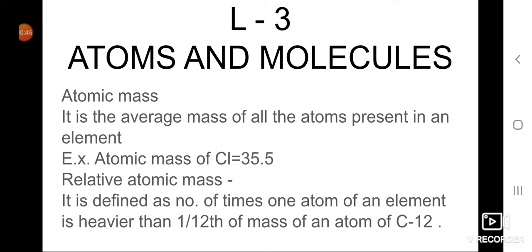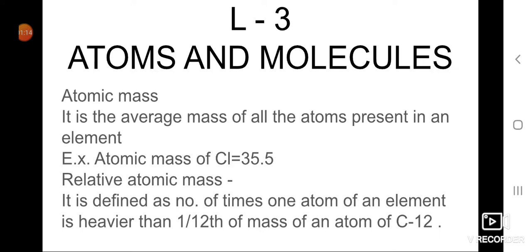The actual mass of a single atom is very small. An atom of hydrogen is 1.673 × 10^-27 kg. It is not possible to measure such small masses even with the help of the most sensitive balance. Such small numbers are not very convenient to write also.